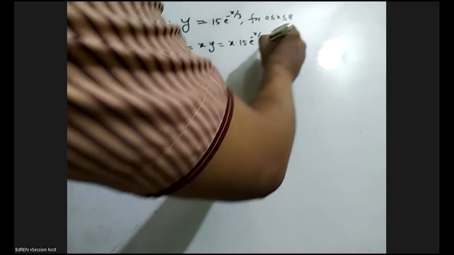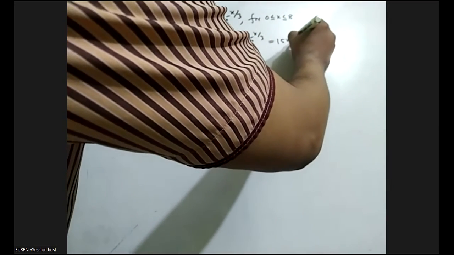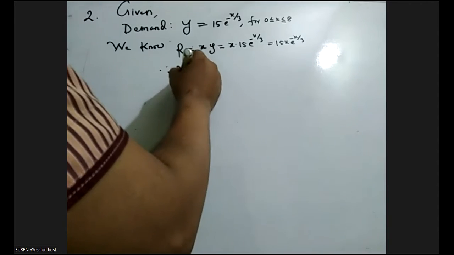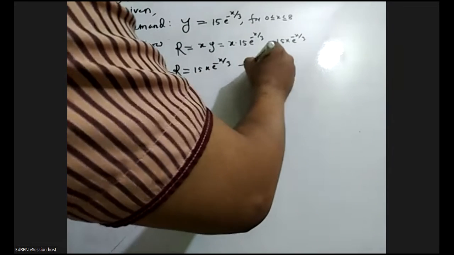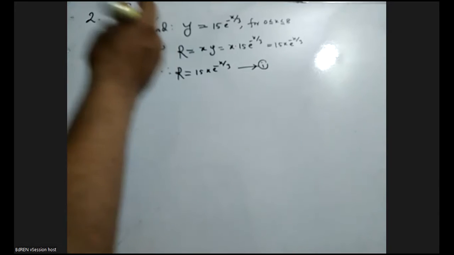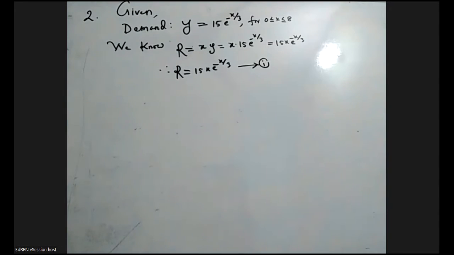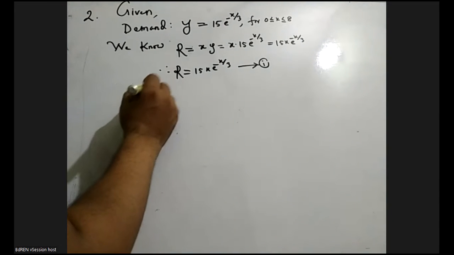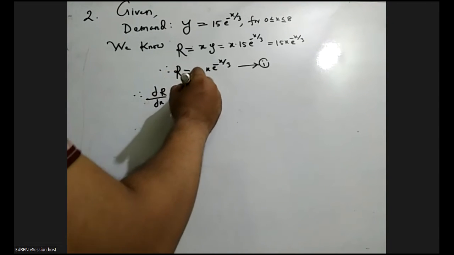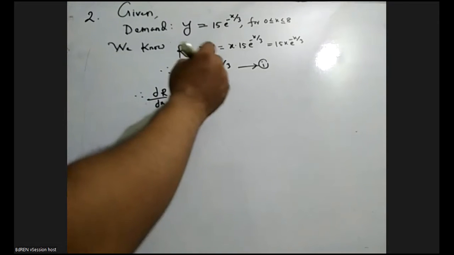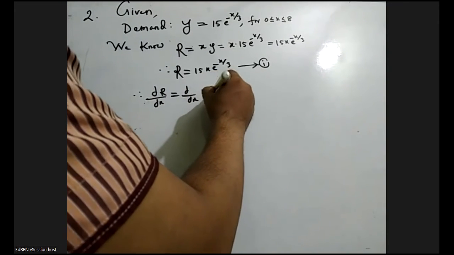That means 15x e to the power minus x by 3. Therefore, revenue R equals 15x e to the power minus x by 3, equation number 1. Now we have to find the maximum revenue. To find the maximum revenue, we differentiate equation 1 on both sides with respect to x.